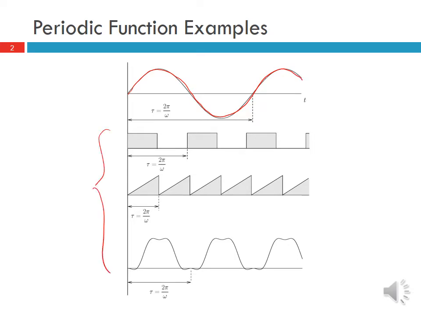So we can have something like a square wave that repeats after some interval of time. We can have kind of a sawtooth wave. We can have some other type of a function that repeats. The key here is that there is this periodicity to it, where after some period of time, the function repeats.